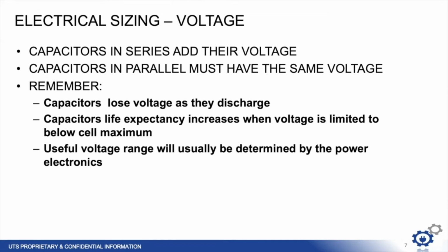Next, voltage. Capacitors in series will add their voltage, while capacitors in parallel must have the same voltage. You must remember that capacitors lose their voltage as they discharge, so the nameplate capacity of a string is only valid if you can discharge them down to 0 volts, which is uncommon with power electronics. Also, it is worth noting that running a capacitor up to the peak voltage will reduce its life expectancy, so if possible, it's a good idea to derate the peak voltage. And of course, it's important to match the power electronics usable voltage range to the ultracapacitor module voltage.